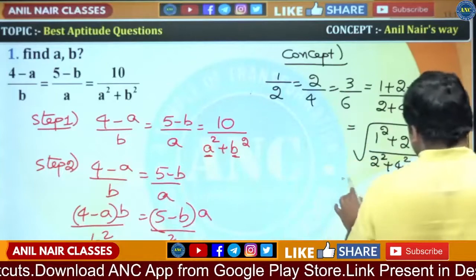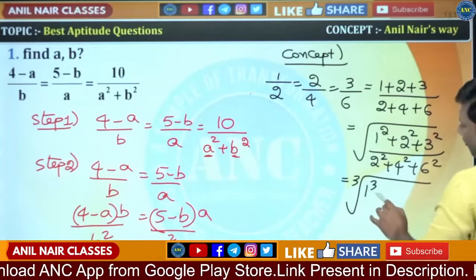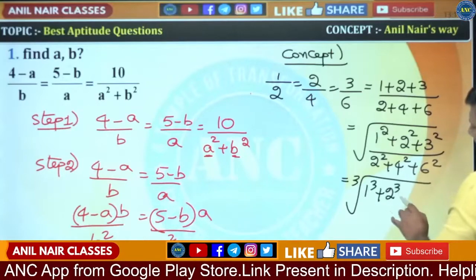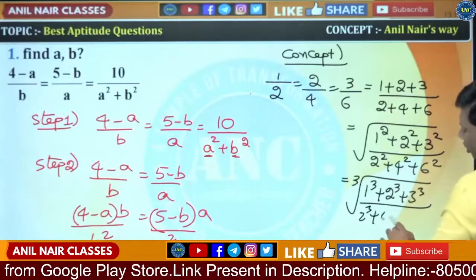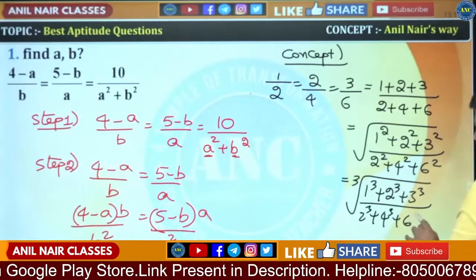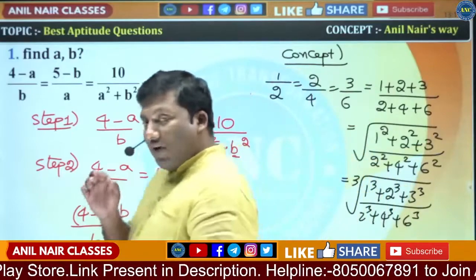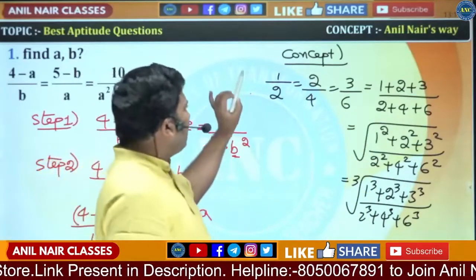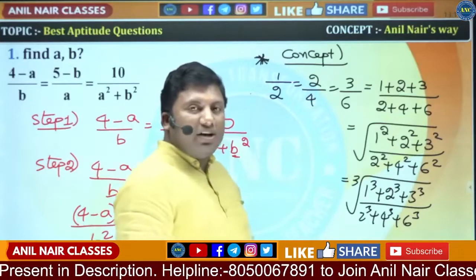Is it only square root? No. It is also equivalent to cube root of (1 cube plus 2 cube plus 3 cube) divided by (2 cube plus 4 cube plus 6 cube). 2 cube common, cube root of 1 by 8 is 1 by 2. Very, very important relationship. Very, very important relationship. First point it is clear.